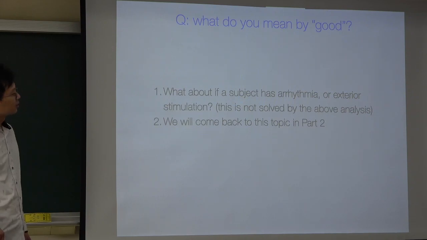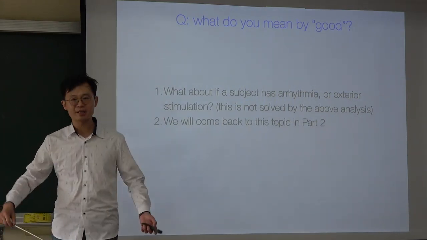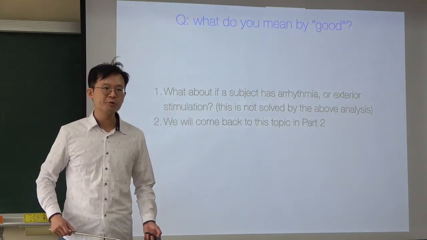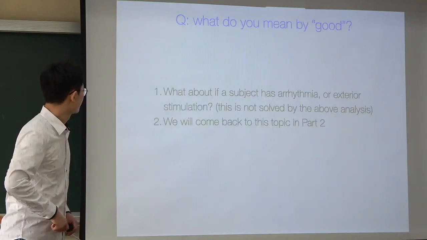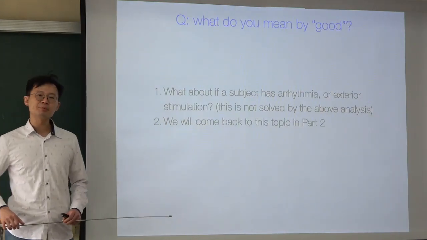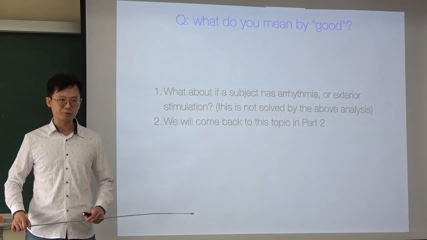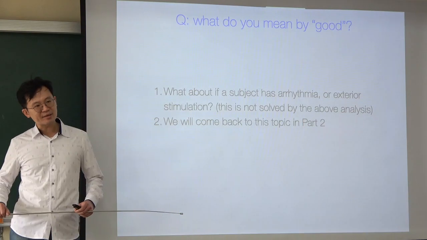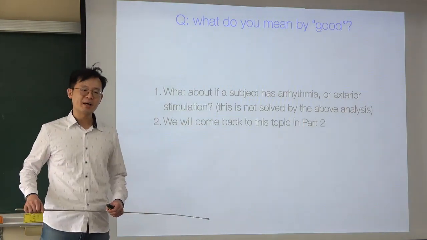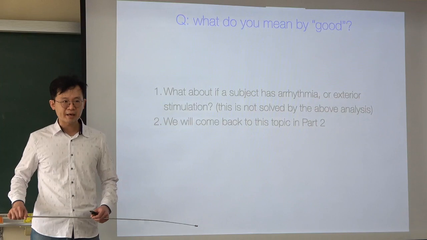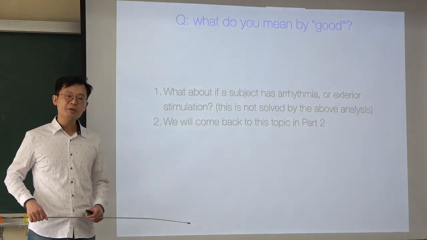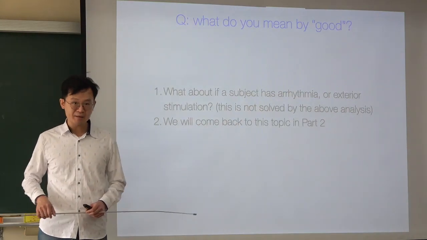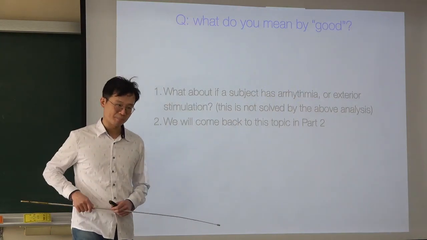So, an open question before we close this session is the following: what do you really mean by good? In the previous session or example, what I showed you was about the cardiac component, and I assumed that the subject does not have arrhythmia. Suppose the subject has arrhythmia, then how do we do the quantification? We need a separate, different model to consider it. And that model will depend on manifold structure. And that is part 2 of the topic.